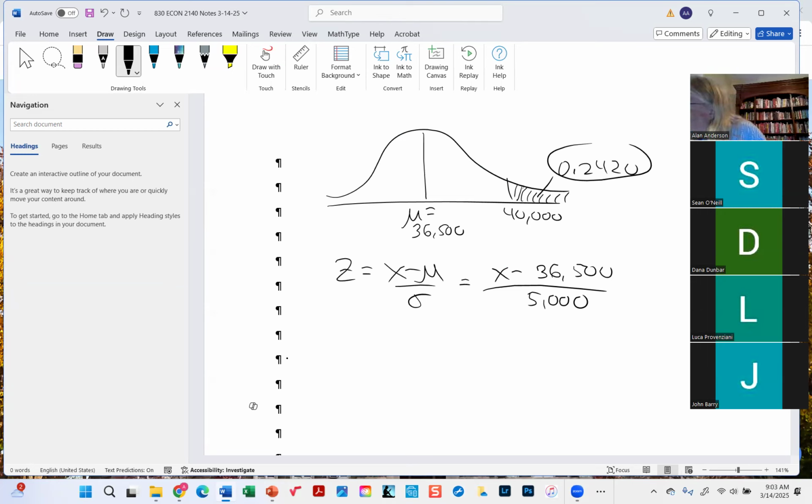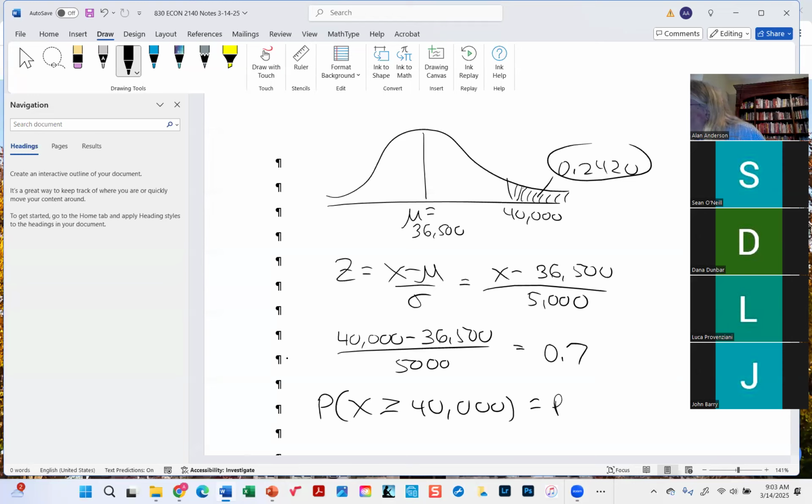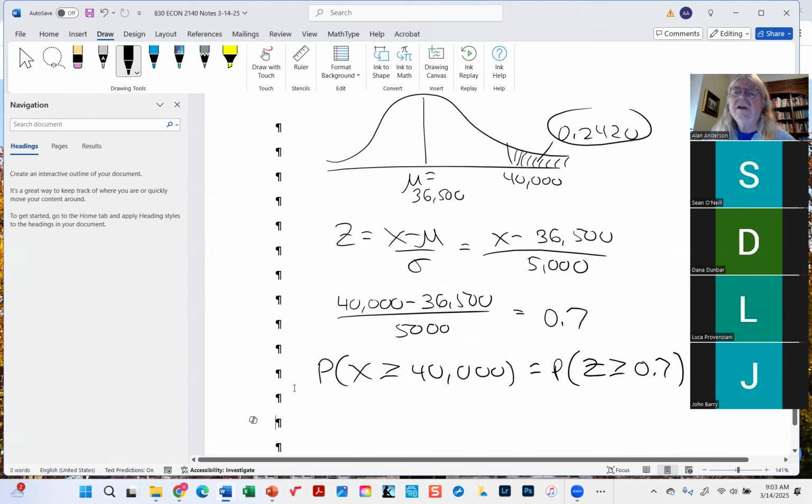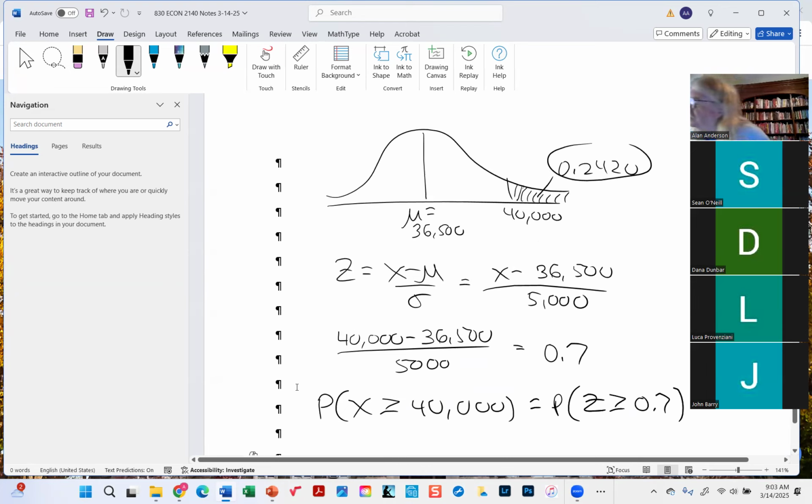So for this case, 40,000 minus 36,500, let's confirm this, divided by 5,000, it's 0.7. So that tells me that the probability that X is greater than or equal to 40,000 is the same thing as the probability that Z is greater than or equal to 0.7. And you can confirm that in your calculator if you want to. It's not really necessary, but they are the same thing. So I'll note that up here, mu plus 0.7 sigma.